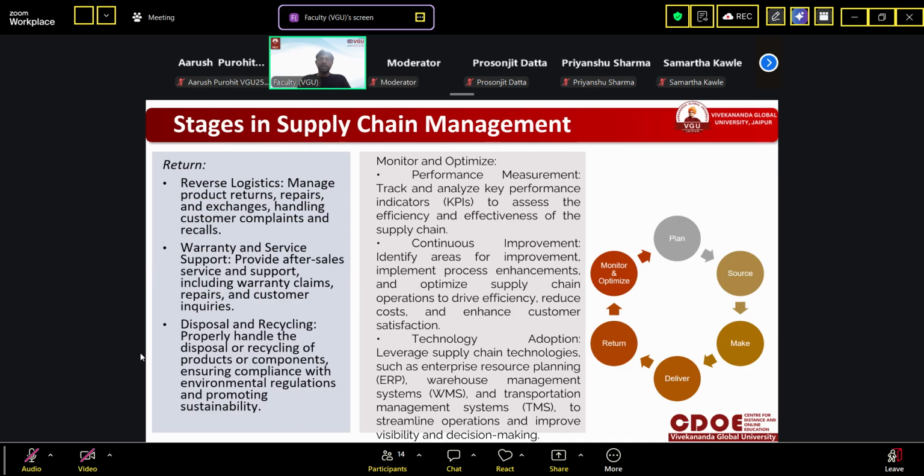So we are identifying areas for improvement, implementing process enhancements, and optimizing supply chain operations to drive efficiency, reduce cost, and enhance customer satisfaction. Technology adoption is also helping, leveraging supply chain technologies such as enterprise resource planning. What kind of tools do we use to monitor these things? They help to simulate these processes easily.